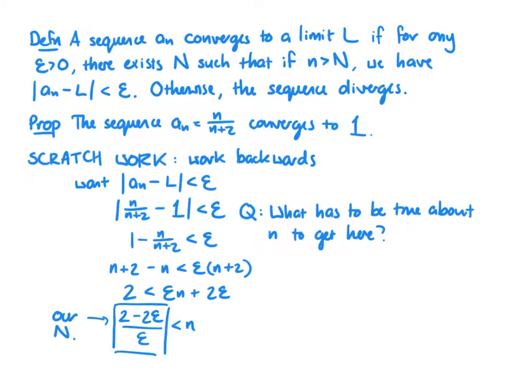Okay, so we worked backwards. We said, what do we want to finish with? What do we have to know about little n to get there? Little n has to be greater than this value. And that's exactly how the definition of convergence and the limit is set up. So we're armed with this information. Now let's go back to our proof of the fact that n over n plus 2 converges to 1.